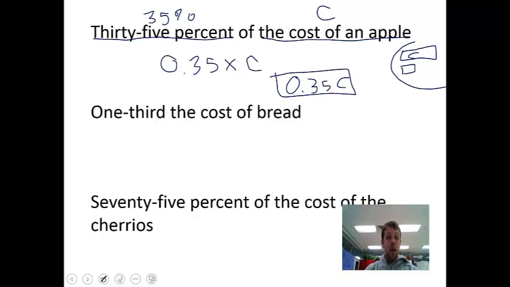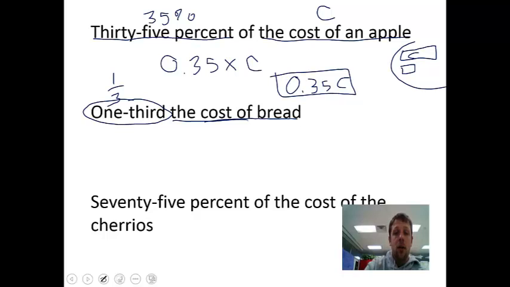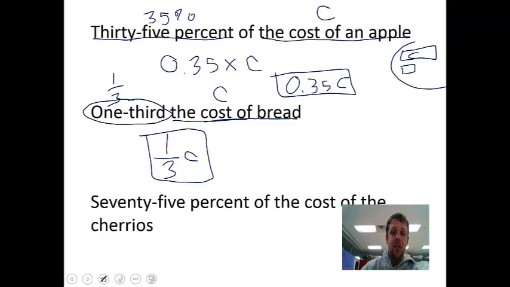Okay? 1/3 the cost of bread. 1/3, that sounds like a fraction. So I'm going to write it like a fraction. And it says the cost of the bread. Well, I don't know the cost of the bread, so I guess I'll put c for cost. And the same way, I'm going to put 1/3 c. I want you to notice how the percent had to be turned into a decimal, but the fraction does not. So that's fine as is. I can deal with fractions and I can deal with decimals, but I can't really deal with percents.